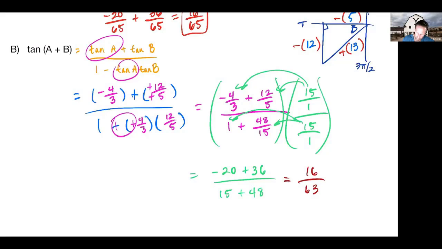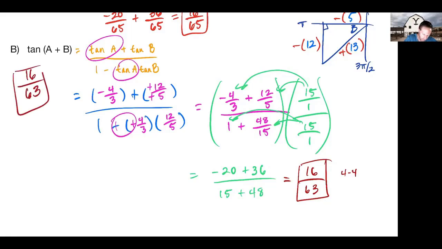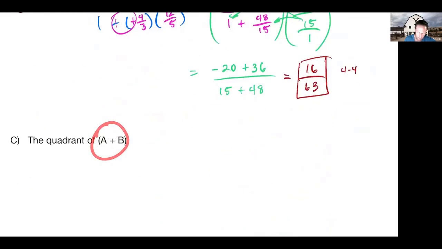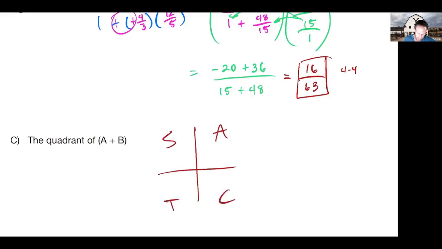So that I know does not have any common factors because 16 is 4 times 4, which are just a bunch of 2's, and 63 is not even. So I know that this is my final answer for the tangent of that A plus B. And so therefore, because we found that both sine was positive and tangent was positive, what would we be able to find for the quadrant of A plus B? Where is the only place that both sine and tangent are positive? Definitely not in quadrant 4. Here and here are individually, so that would mean it would have to be in quadrant 1.